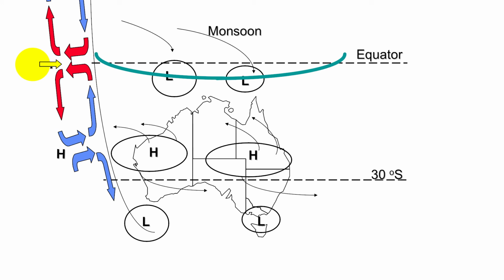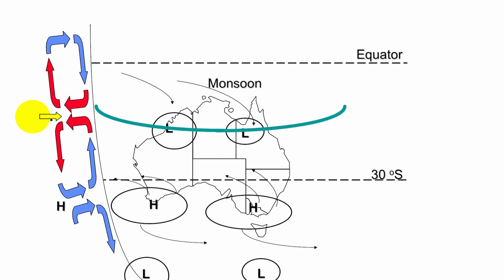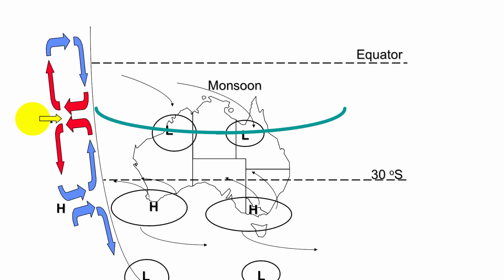Now, if we move into summer, then as the sun moves south, as we saw when we looked at seasons, that will also cause those pressure cells to move south. So that's why in summer we have a band of low pressure cells across our north, giving us our tropical rainy season in the Northern Territory and north of Queensland and northern Western Australia. And we have a band of high pressure cells across the southern part of the continent. That's why we have much drier conditions during summer in the southern part of the continent.